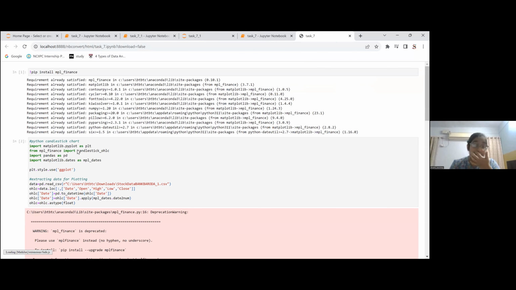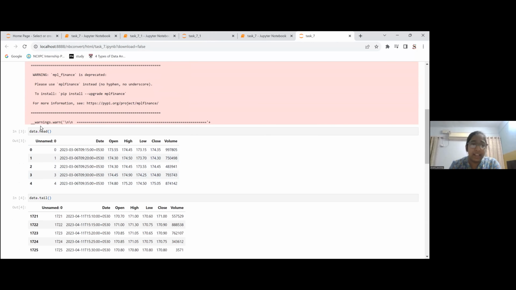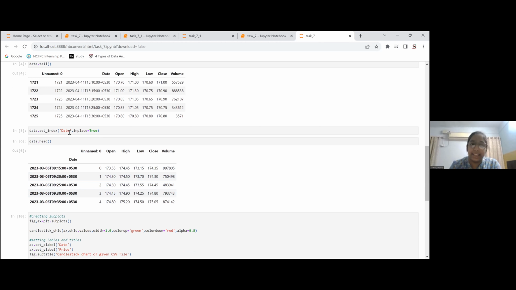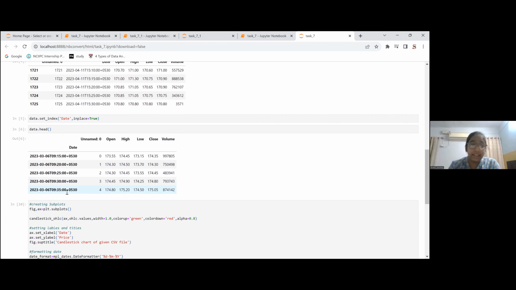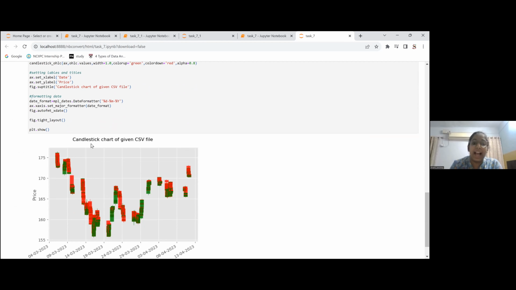So here I have used a different way of coding because one piece of code cannot work for every type of data. Here I've installed mplfinance, followed by importing all the required libraries. Then I checked the head, imported the data, labeled the first four and the last four, then set the index as date, and then used a different piece of code so as to ensure that I have a candlestick chart of the same given CSV file.